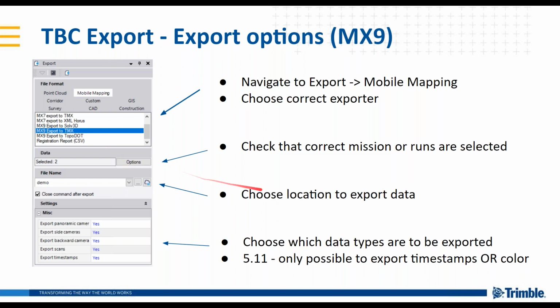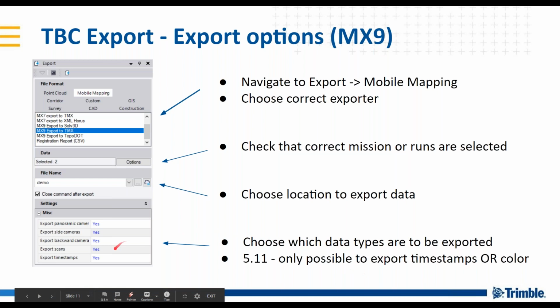Difference between the exporter for MX7 and MX9: we need to input the corresponding exporter and then select the data. Here, the first difference, we could select only one run or export the entire mission. Same as MX7, we will be able to select and define a name for the export data and the location of the data. Another difference between the two exporters is that with MX9, we could export the entire data set or a specific sensor data, meaning panoramas, or if I'm interested only in the point cloud.